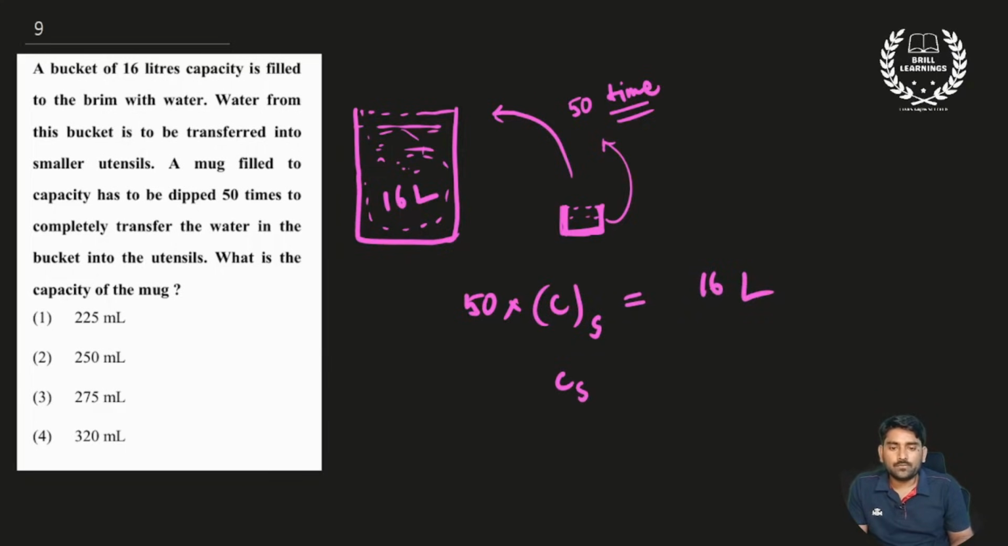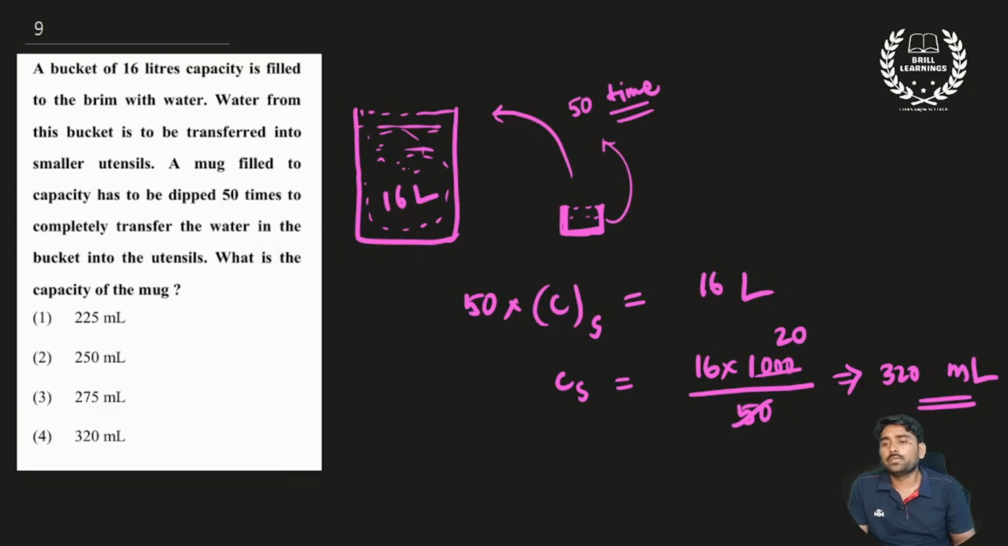So the capacity of the smaller mug is equal to 16 liters by 50. We may convert this into ml, 16,000 milliliters by 50. 5 1s are 5, 5 20s are 100, so 320 ml. The capacity of the smaller mug is 320 ml. Next question.